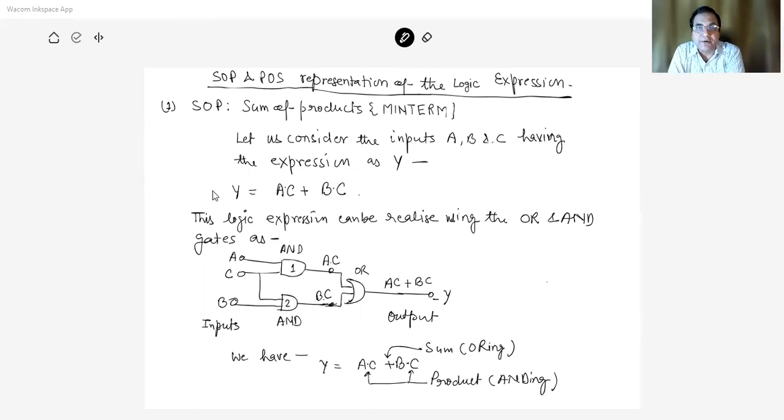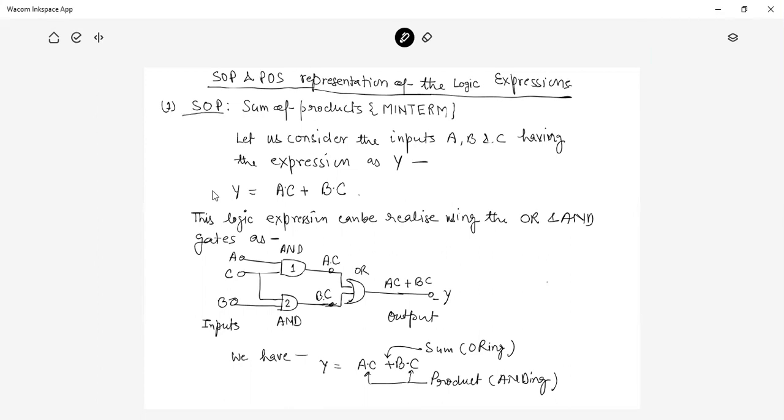Today I would like to discuss the sum of product and product of sum representation of logic expressions. These expressions are also termed SOP and POS, as the min term and max term. So SOP, the sum of product, is the min term, and it is nothing but ANDing with ORing.